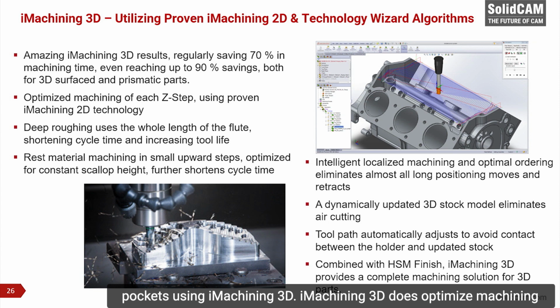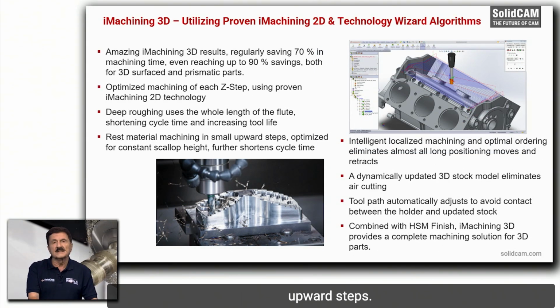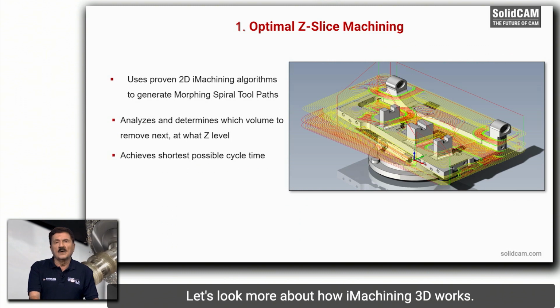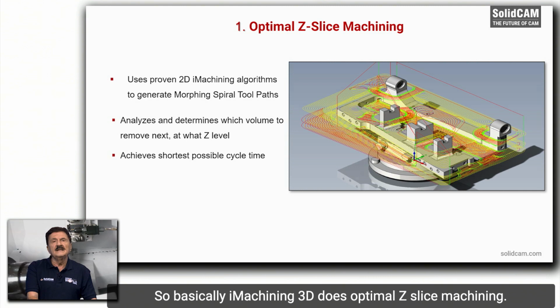Eye machining 3D does optimized machining at each Z step. And it starts by doing deep roughing using the whole length of the flute. And then rest material machining is done in small upward steps. Let's look more about how eye machining 3D works. So basically, eye machining 3D does optimal Z-slice machining.